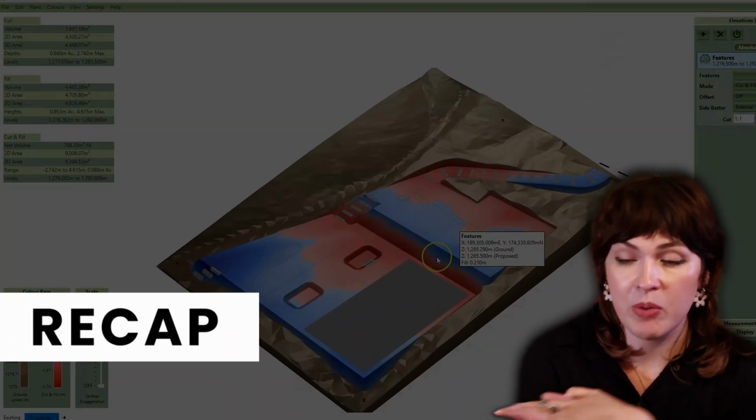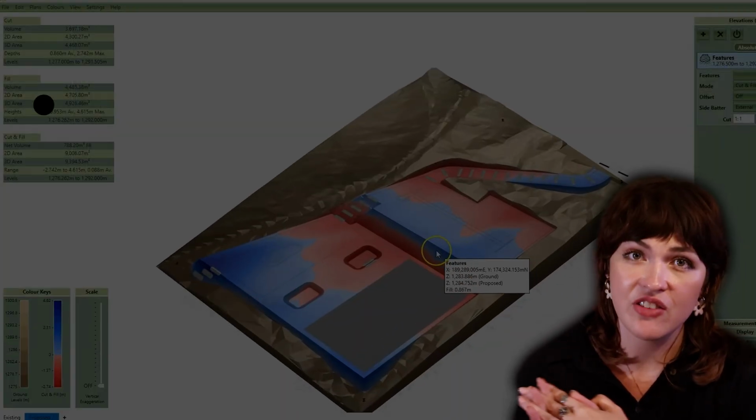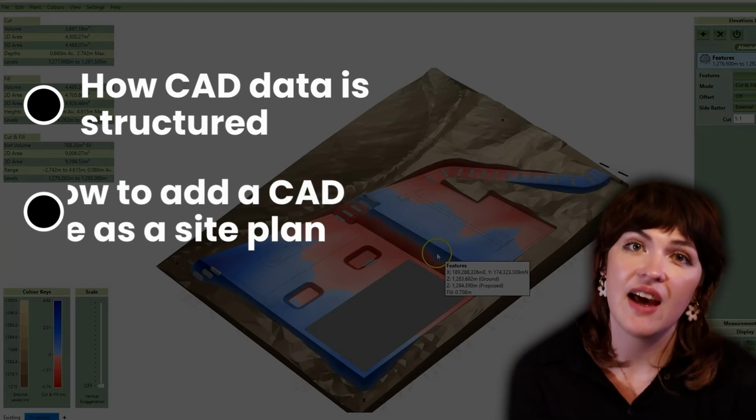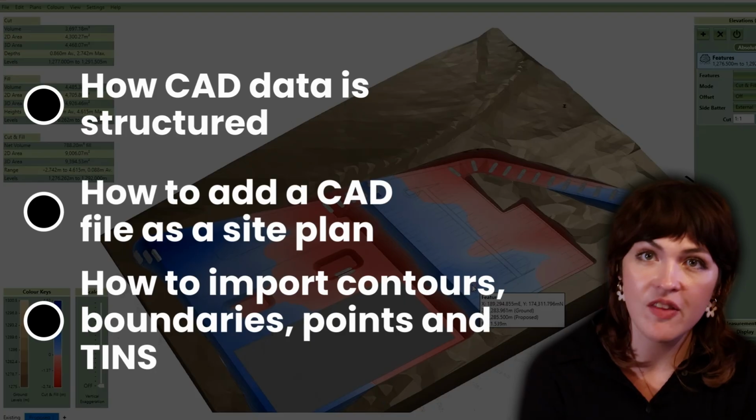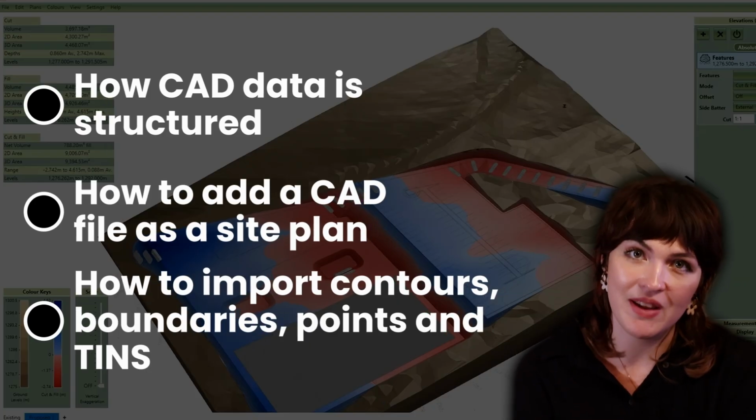So to quickly recap what we've covered, we've looked at how CAD data is structured, how to add a CAD file as a site plan, and how to import contours, boundaries, points, and tin surfaces into Kubla Cubed. We've also looked at how filters can help identify geometry and how tools like Crop and Simplify can not only improve your import, but also improve project performance.